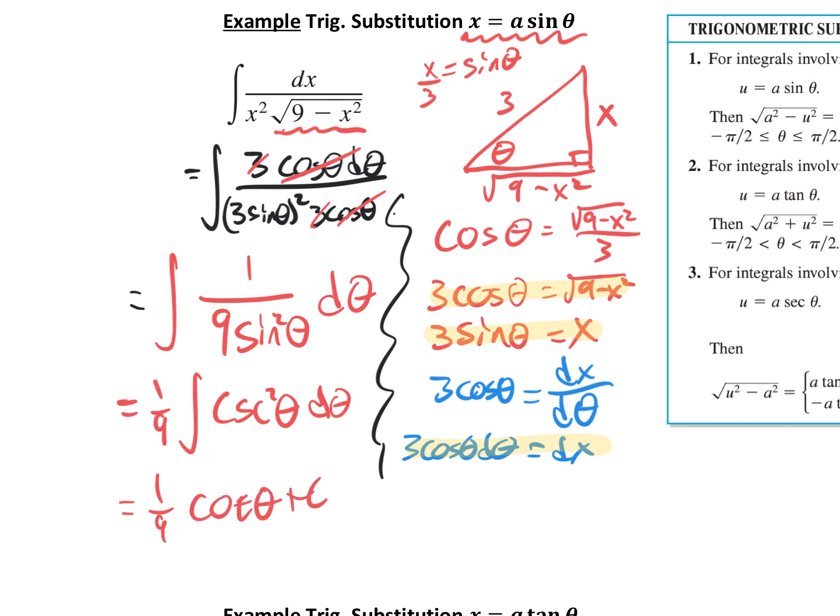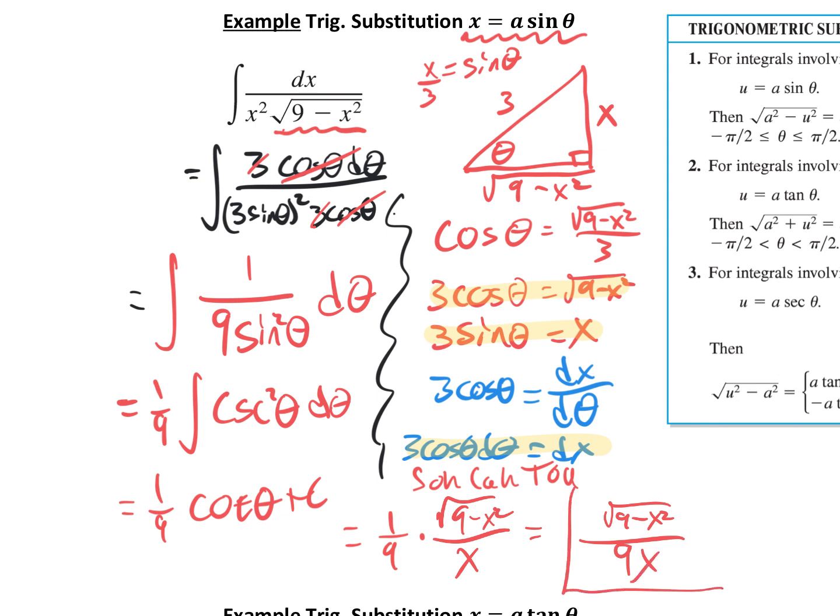Now this is in terms of theta, but we want it in terms of x. So we remember our SOHCAHTOA. Tangent is opposite over adjacent. So looking back at our triangle, cotangent is the reciprocal of that, adjacent over opposite. So we end up with 1/9 times the adjacent, which is the square root of 9 minus x squared, over the opposite, which is x. So the square root of 9 minus x squared all over 9x. There you have it. Don't forget your plus c.